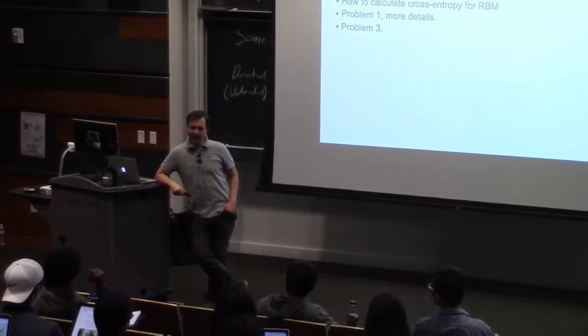Yes? For the denoising autoencoder, when you're going on the forward pass, you have this mask that you apply to the input. Does that mask change things when you're doing backpropagation as well?